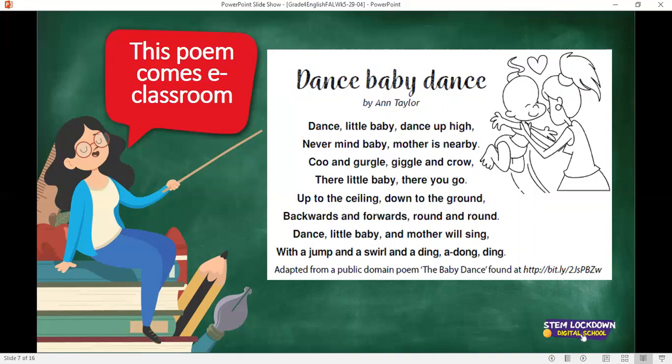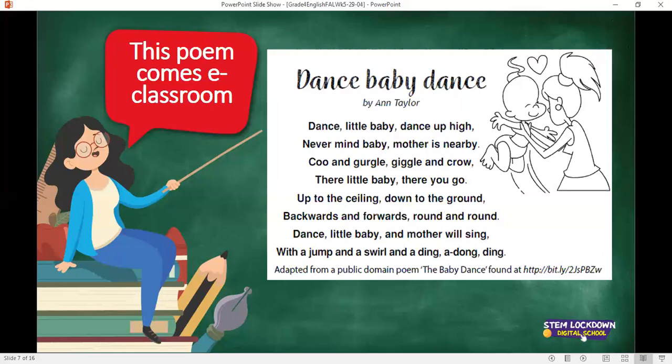Dance, little baby, dance up high. Never mind, baby, mother is nearby. Coo and gurgle, giggle and crow. There, little baby, there you go. Up to the ceiling, down to the ground. Backwards and forwards, round and round. Dance, little baby, and mother will sing with a jump and a swirl and a ding-a-dong-ding.